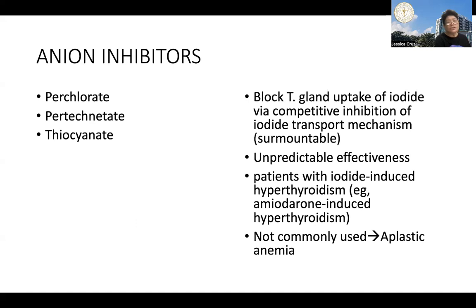No? Anion inhibitors are exemplified by perchlorate, pertechnetate, and thiocyanate. No? So ito yung mga activities niya. It blocks the thyroid gland uptake of iodide. No? Kasi they compete with the symporter, the sodium iodide symporter, no? So there's competitive inhibition. But ang effectiveness nila unpredictable, no? So hindi consistent yung benefits na nakikita dito. But they have been used for those suffering from hypothyroid adverse effects from the use of amiodarone.